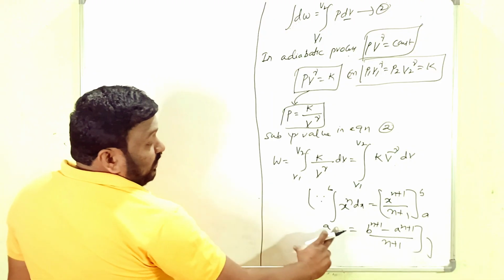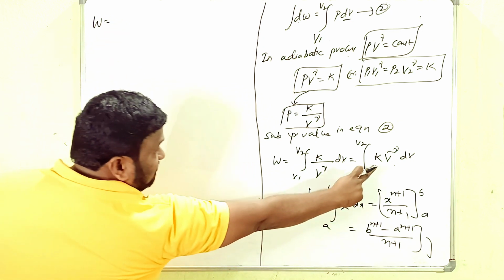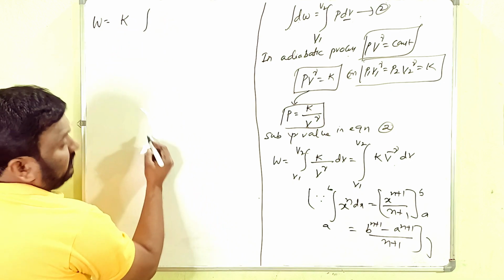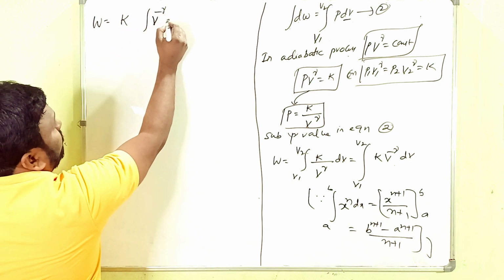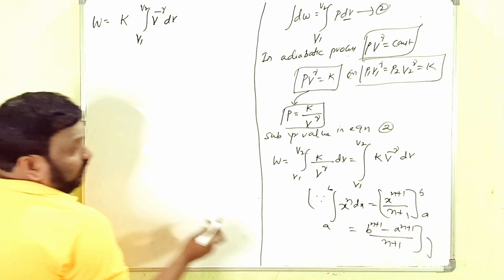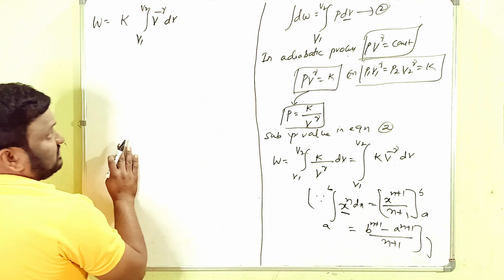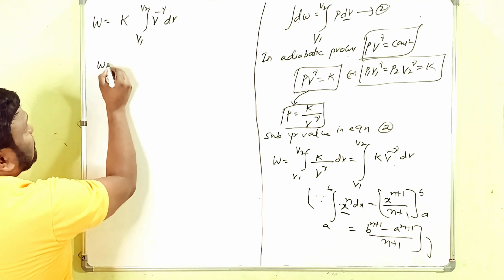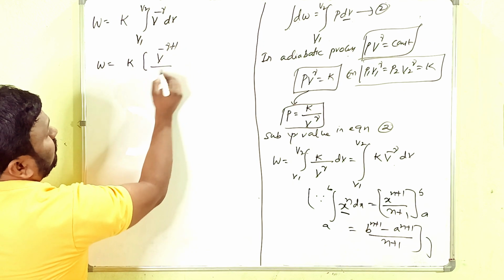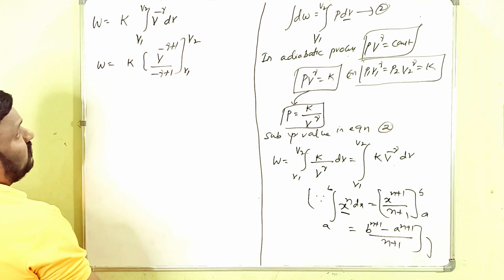Now we have to apply the same formula here. W is equal to, here K is constant, that's why there is no integration for it. K, and here you write V to the power of minus gamma dV, and limits are V1 to V2. Clear? So you have to look at the formula. Here x is V, and n is minus gamma. That's why you can substitute like this: K of V to the power of minus gamma plus 1 by minus gamma plus 1, and limits are V1 to V2. Clear children?